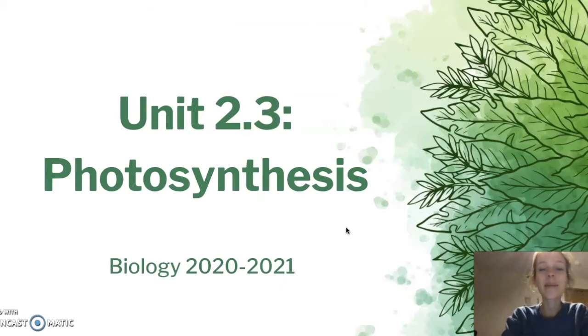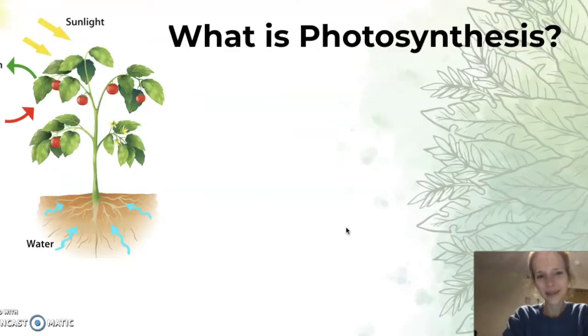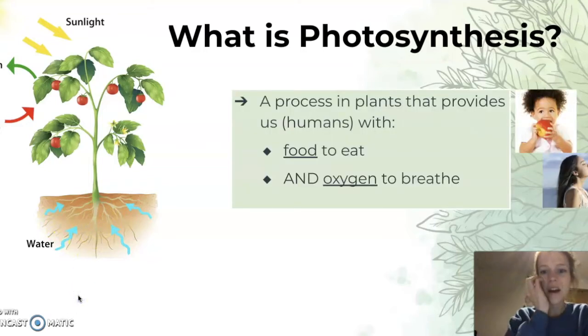Today we're talking about photosynthesis. Now what is photosynthesis? Well, this picture tells us something. It looks like there's some sunlight involved, maybe some gases. I see a big plant and some water, but I'll tell you more than that. To start, it's a process where plants provide us, humans, with one, food to eat, and also some oxygen to breathe.